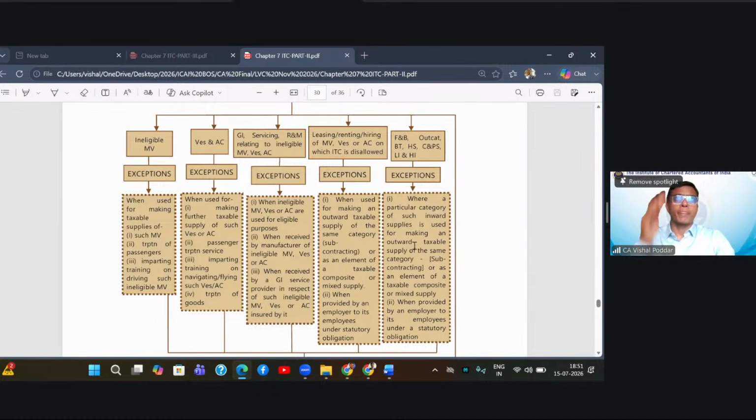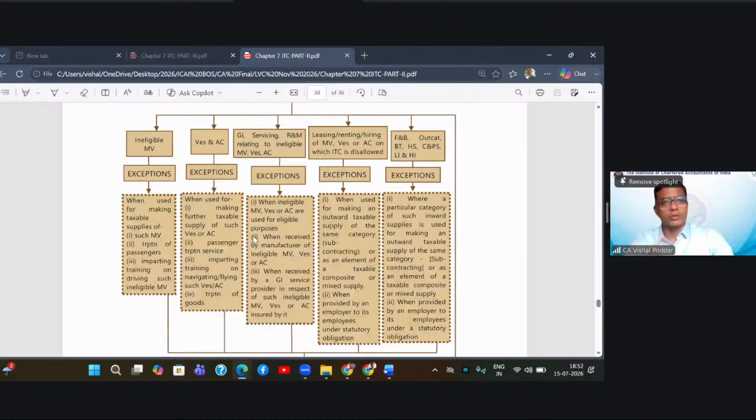your employees. And when this exception will apply, in other words, when you will be allowed credit and it will not be blocked, when providing these facilities to your employees, providing these services to your employees is made obligatory by some law. So where any law makes it obligatory, makes it compulsory for providing it to your employees, it will be allowed. Now, what are these items?